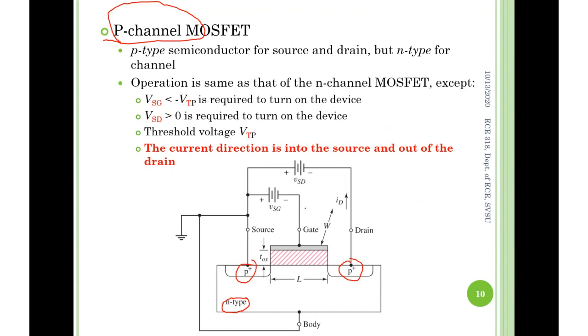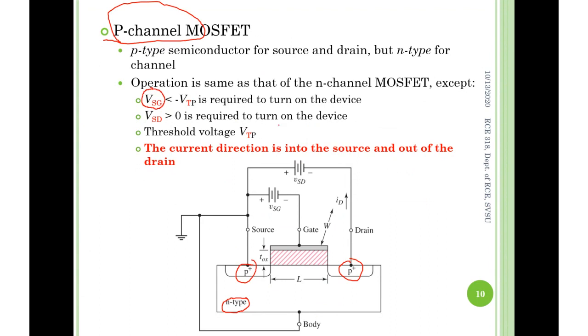So this time, what you need to worry about is not VGS, but VSG. I'm using the red color to emphasize the variation, or say the difference in the subscript here. This time, what you need to worry about is the VSG, not VGS. Remember, the subscript flipped for P-channel.